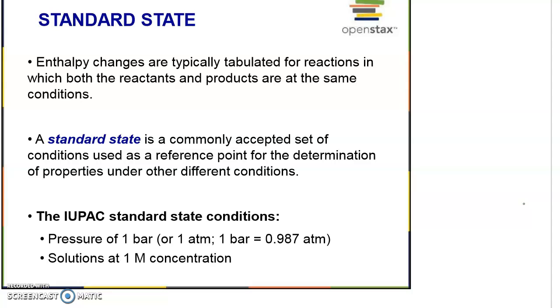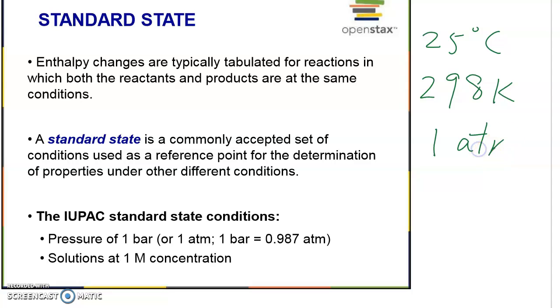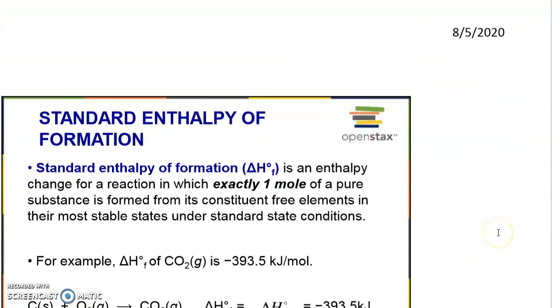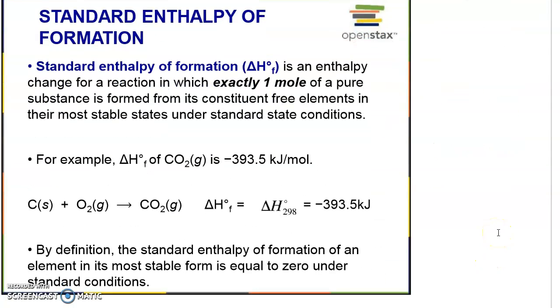That means it is about room temperature, which is about 25 degrees Celsius. That is about 298 Kelvin, and also at 1 atmosphere, ATM. Sometimes we call that ambient condition. Now, let's talk about standard enthalpy of formation, or let's just call it enthalpy of formation for now. Let's look at the definition.